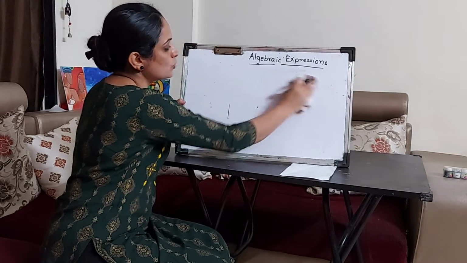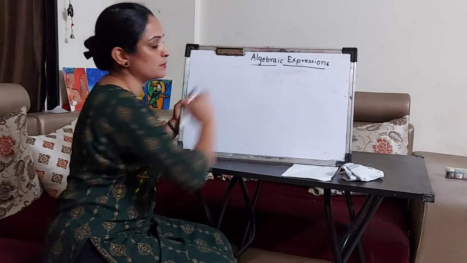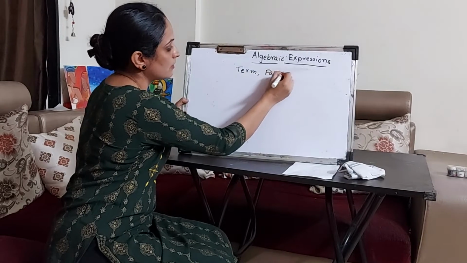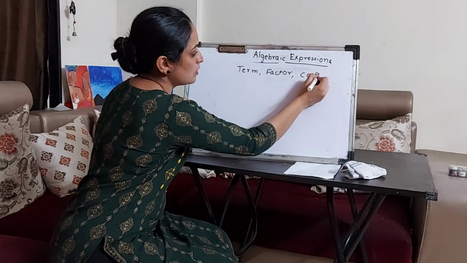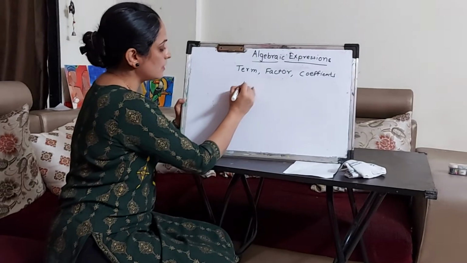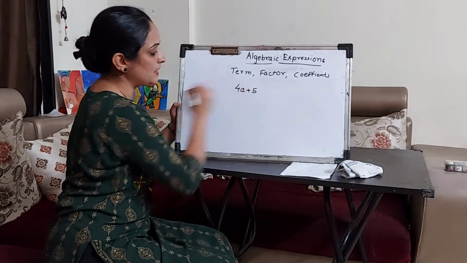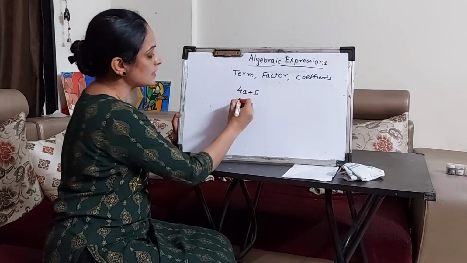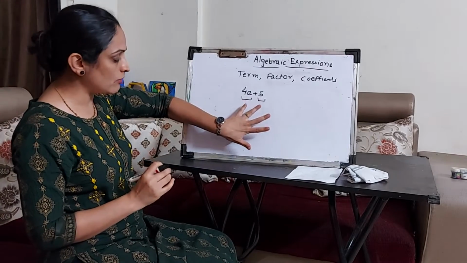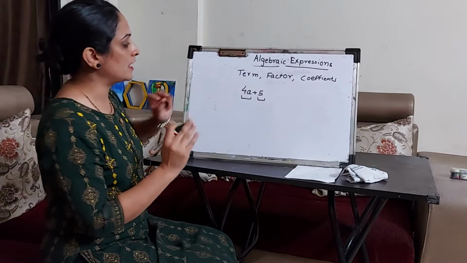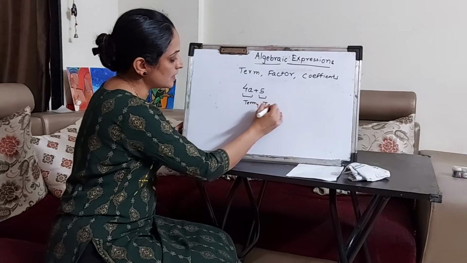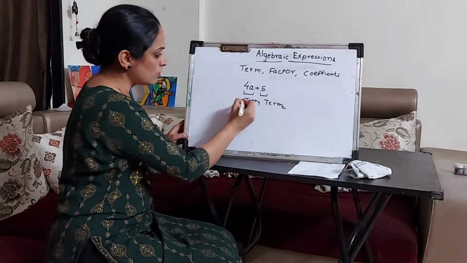Then we move towards a core part of the algebraic expression, that is term, factor and coefficient. So here we just write this. Okay, for example, consider the expression 4a plus 5. So if we consider this, 4a and 5, these are the terms. Actually what happened, if we add terms, we get an expression. So these are the terms. Here term 1, and here term 2. So focus on term 1.